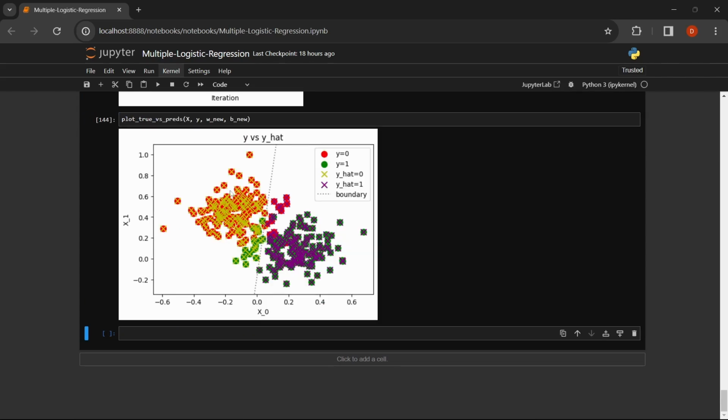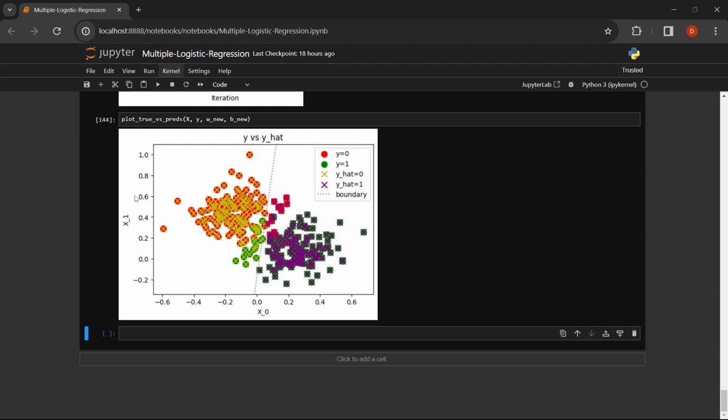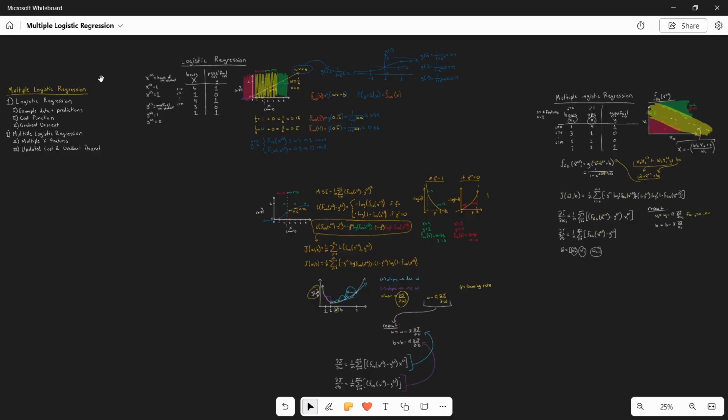Okay, so that looks a little bit better, and it looks like our decision boundary is cutting almost perfectly through our data, where y equals 0 and y hat equals 0 is generally on the left, while y equals 1 and y hat equals 1 is generally on the right. And it looks like we could actually train this a little bit longer, especially considering this history graph. But that can be a little exercise if you want to continue to experiment with this model. Alright, and that's about it for multiple logistic regression.